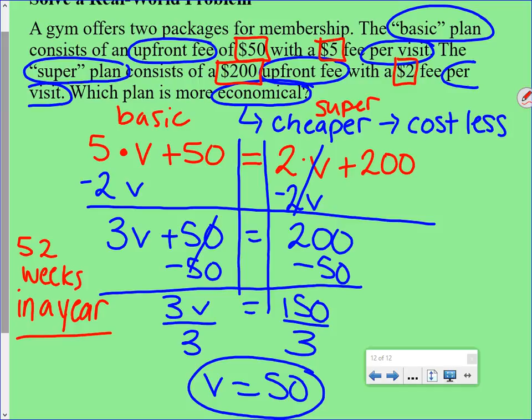Well, we have to look at the visit fee. So the super one only charges a $2 per visit fee, but the basic plan charges a $5 per visit fee. So if we wanted to go more than 50 times, we would want to choose the super plan. So the super plan would be more economical than the basic plan.